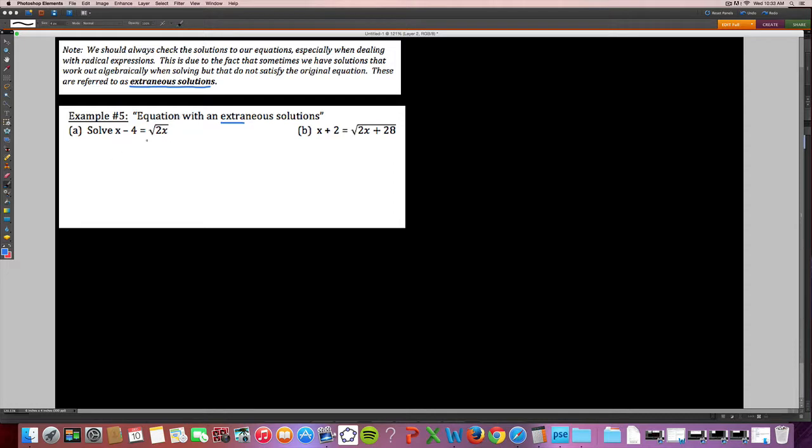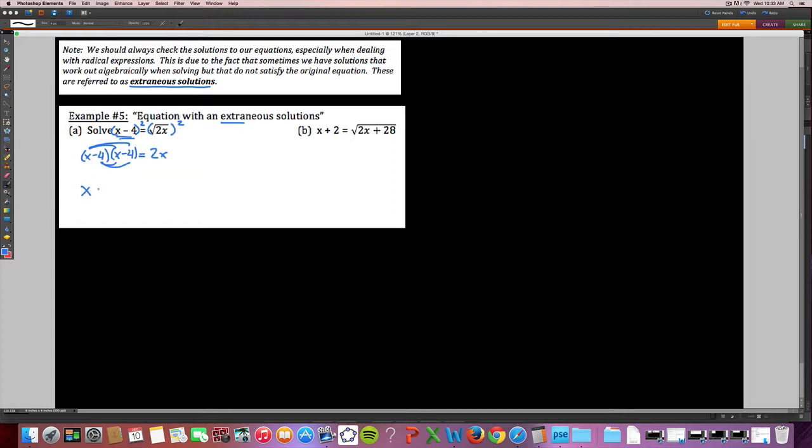Looking at this first equation, we've already isolated the root on the right side. So we're going to undo the root by raising to the appropriate power. We're going to square both sides. This is very important: we have to square the entire side. On the right side, the square root of something squared is just that thing. But on the left side, we get x minus 4 times itself, so we need to FOIL this out and simplify.